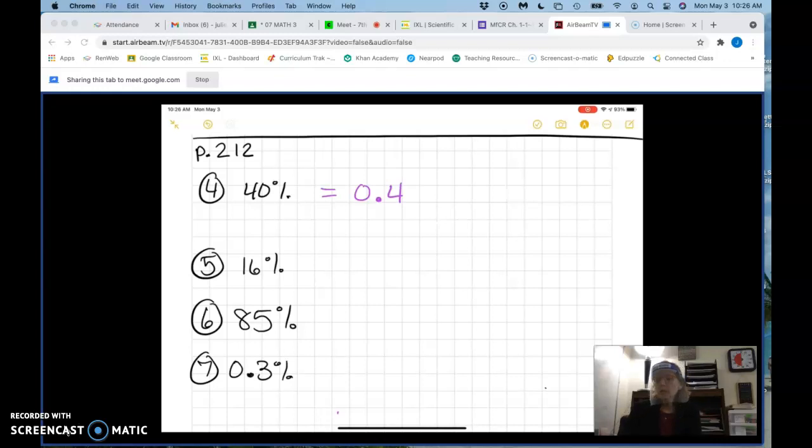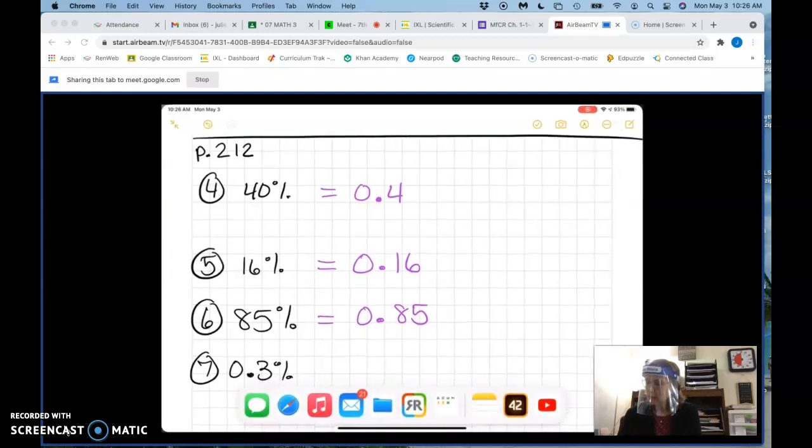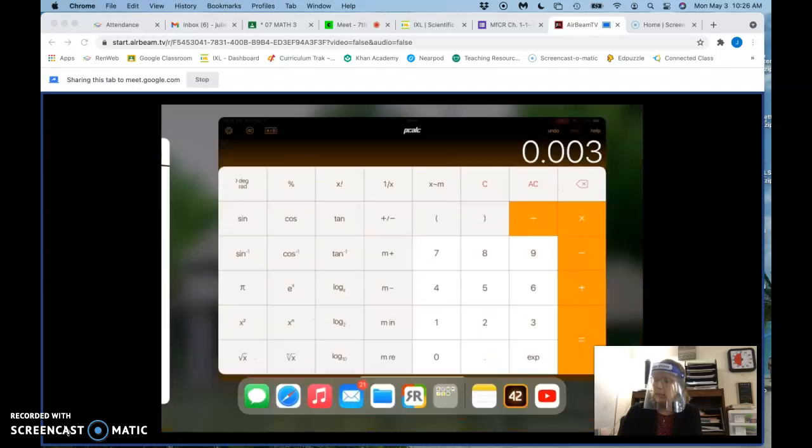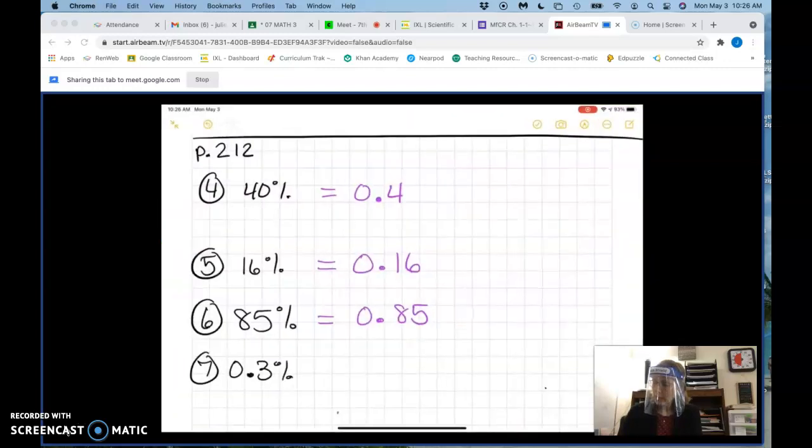What do you think 16 divided by 100 is going to be? 0.16. That's it. What about 85 divided by 100? 0.85. Now the next one's a little tricky because it already has a decimal in it. So I'm going to go ahead and use my calculator because I don't want to risk getting it wrong. 0.003.